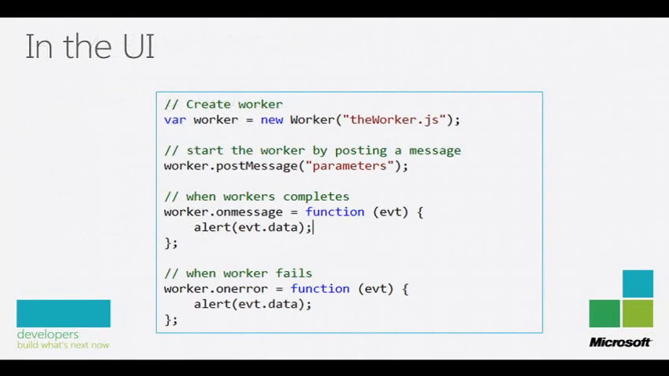The code that you have to write to get it working is pretty simple. What you do is, you're going to create a new worker, and the script that you want to run in the background, you're going to pass that as a parameter while you're creating your new worker. To start the worker, you call the postMessage method. Then from the moment that the worker is working, and at some point in time it's going to come back, and if it worked, it will call the onmessage method. If there was an error, it's going to call the onerror method.